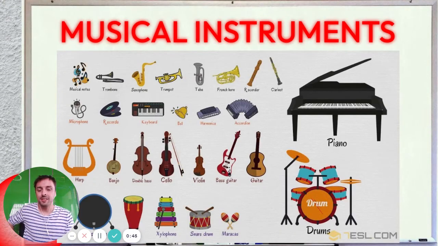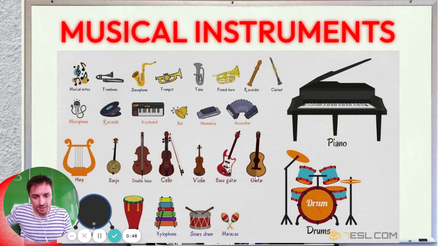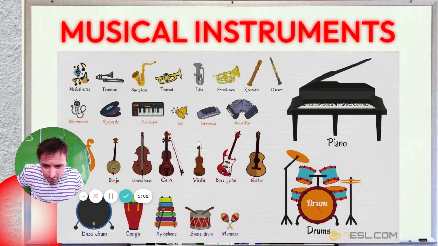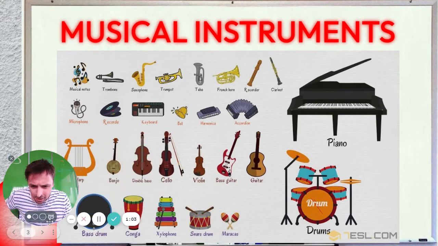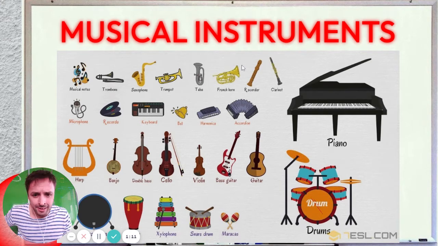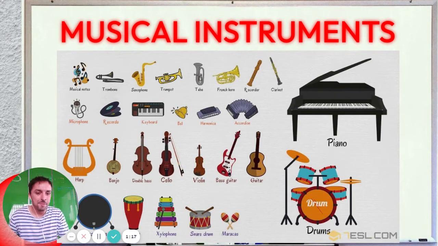Okay, now first, let's go over your musical instruments. There's lots here: guitar, bass guitar, violin, cello, double bass, banjo, harp. What is this? A tambourine or something? Bongo? Oh, it's a conga. A conga, a bass drum, a xylophone, a snare drum, maracas, an accordion, French horn. These are musical instruments. You use them to make music. Okay, let's go through them one at a time.